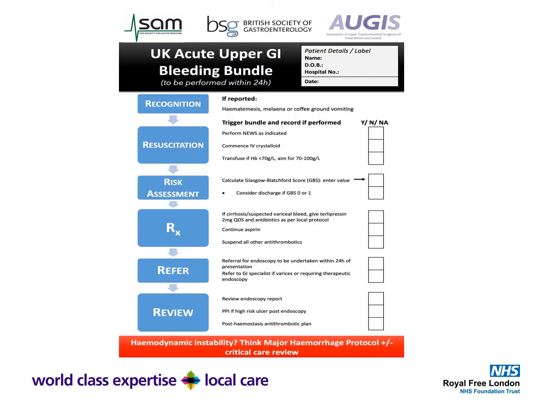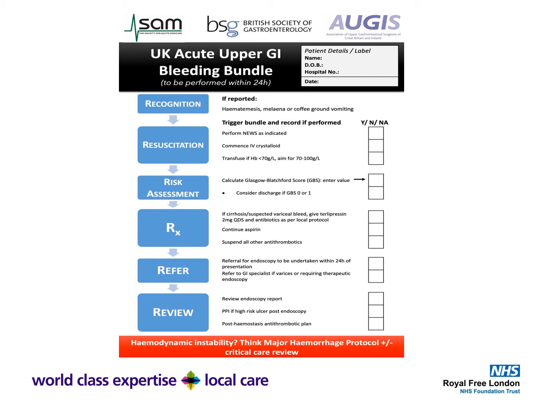The slide here shows a widely approved UK upper GI bleeding bundle, which is to be performed within 24 hours. It should be fairly self-explanatory, but it's important obviously to recognise that a patient may have had a GI bleed, resuscitate them using their NEWS score, commencing IV crystalloids such as 0.9% saline or Hartmann's solution, and transfuse them if their Hb is less than 70, aiming for 70 to 100.